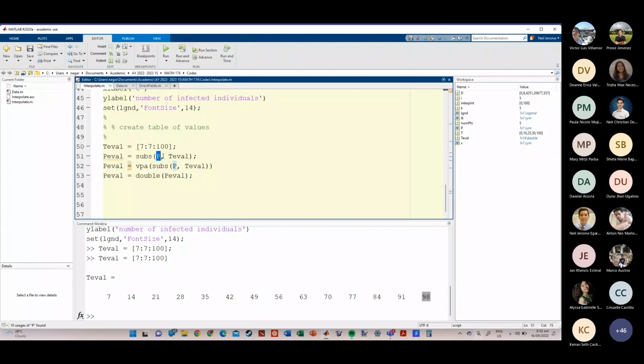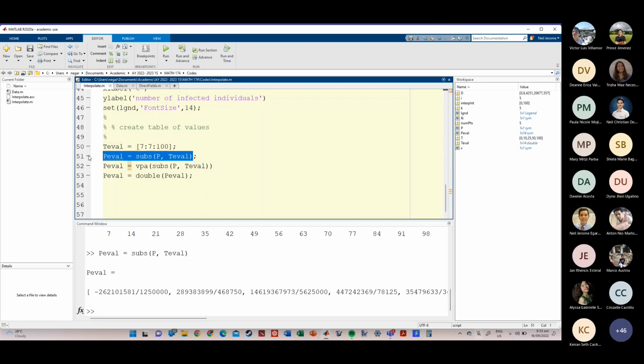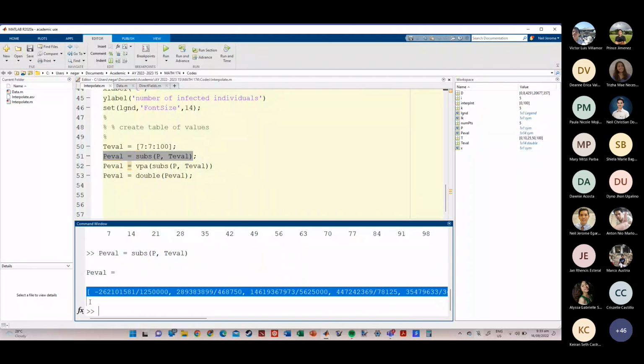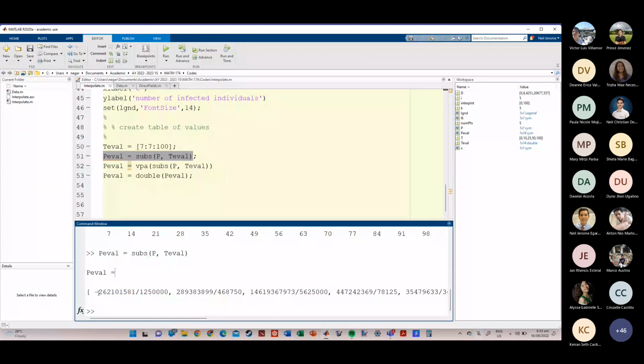So kay polynomial p, i-substitute ko yung mga numbers na nasa loob ni t-eval. Alright? Kaya lang, pag ito yung ni-run natin, sige, i-run ko yan, F9, ang ibibigay niya ay fractional. Kasi by default, symbolic variable kasi si p, so by default, gagawin ni MATLAB i-compute niya symbolically. So halimbawa, function value kay 7 ay ito, negative this guy over this guy. Kasi naka-fraction nga. P of 14 ay itong fraction na to.